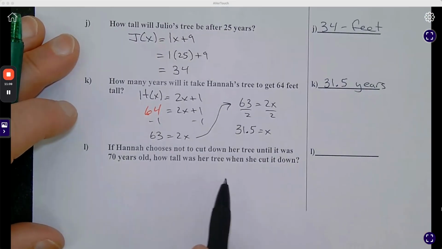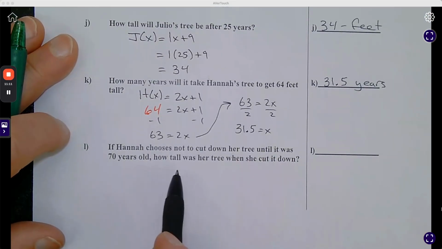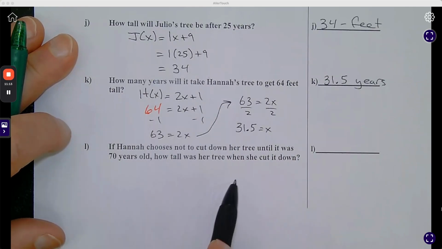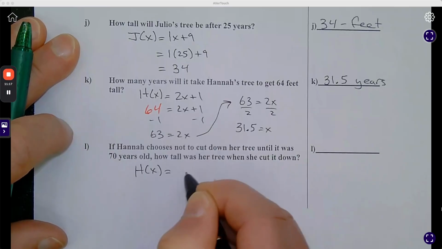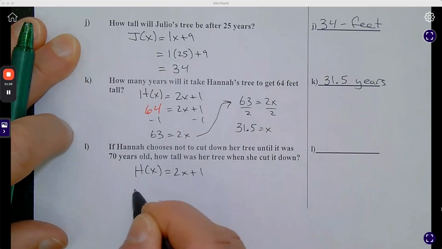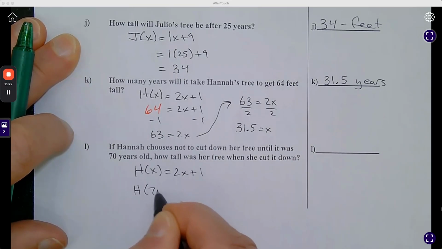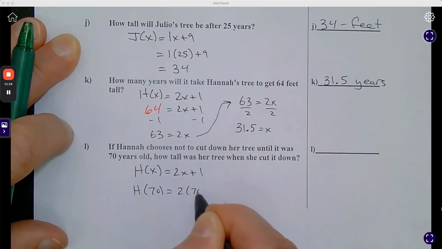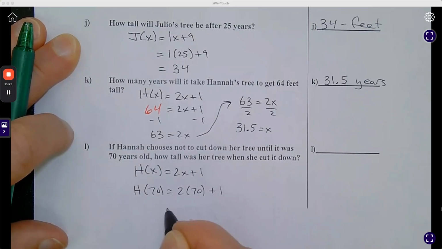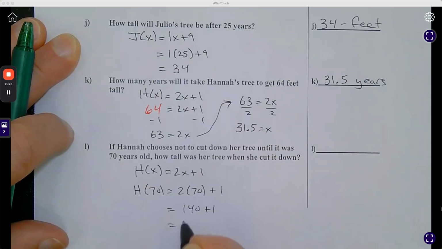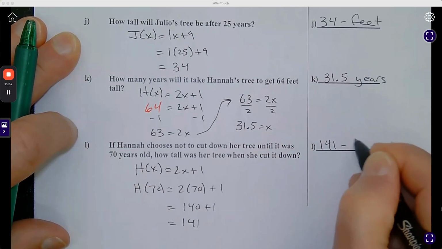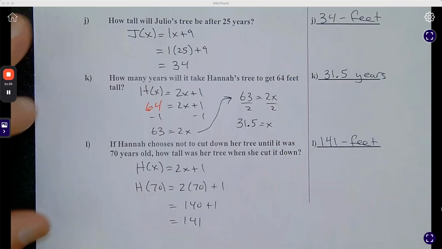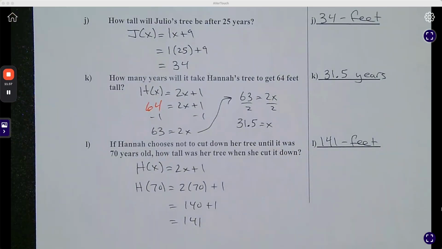If Hannah chooses not to cut down her tree until it was 70 years old, how tall will her tree be when she cuts it down? Okay, well, again, we're going to go to Hannah's model. And we want to know, okay, how tall will the tree be after 70 years? So we put that in. Looks like it's going to be 141 feet. And that is that.